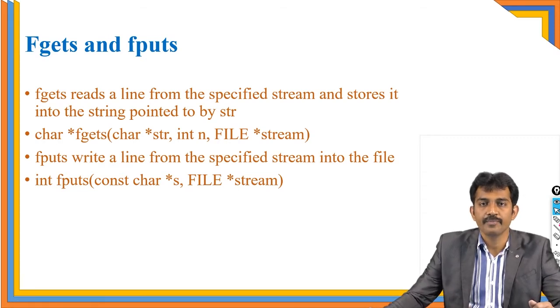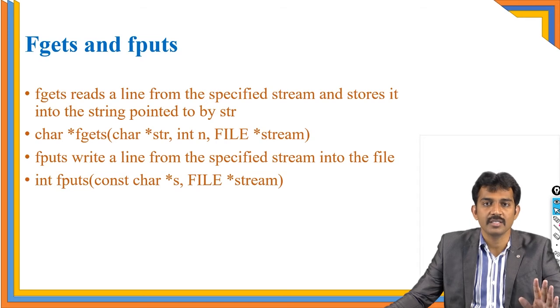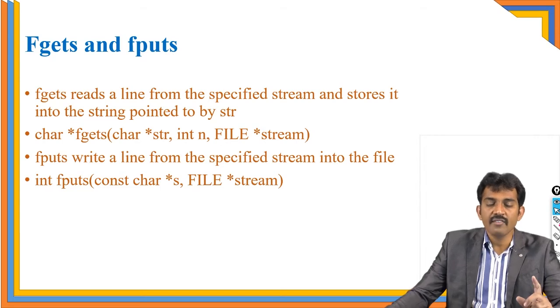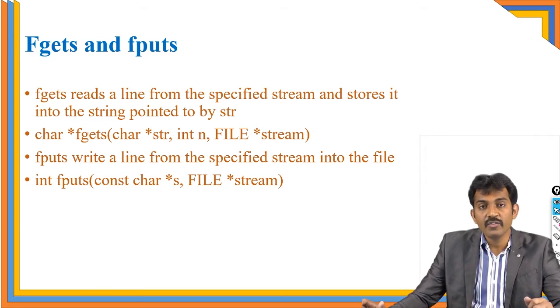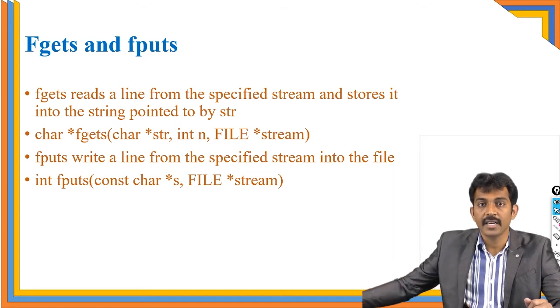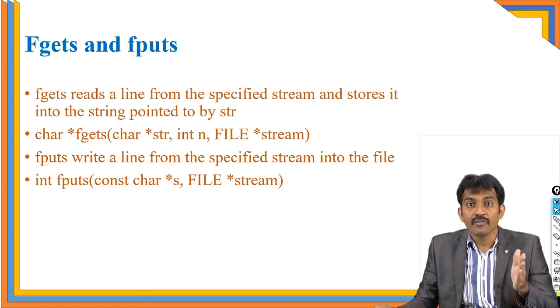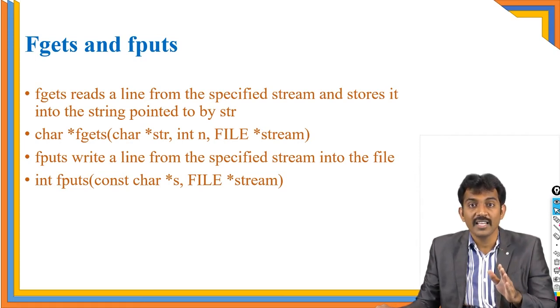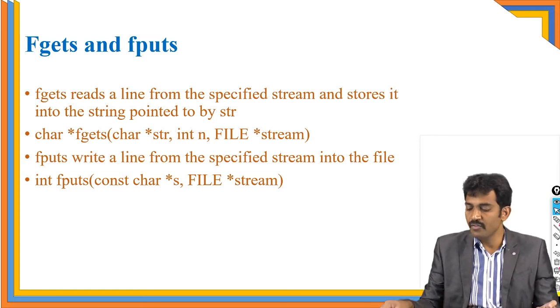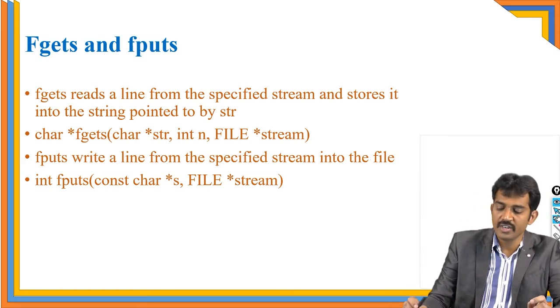fgets and fputs. See, fgets is a function that is used to read a string from the input, and fputs is a function that is going to write data into the file. That is the difference. Please note this. In fgetc, generally, the end of the file is represented with -1, right? But fgets represents the end of the file as NULL, right?